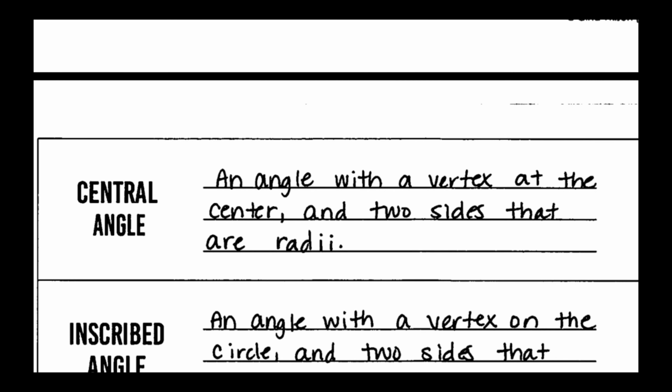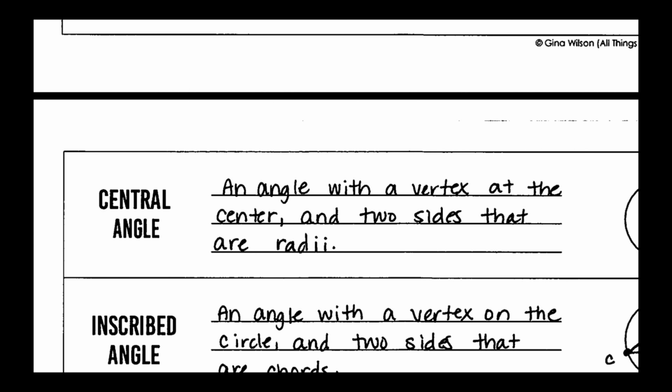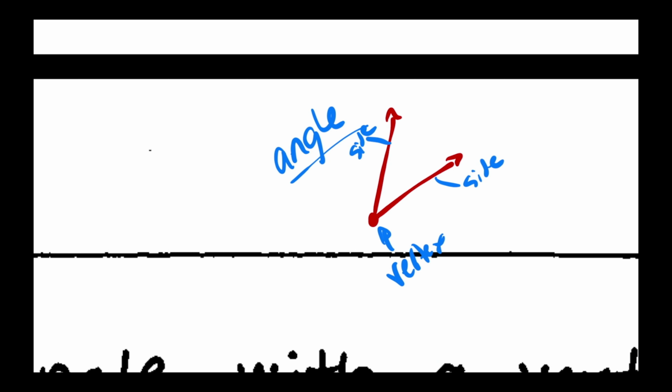So a central angle is an angle with a vertex. And remember, if you forgot what an angle is, an angle has two rays, and the point where the rays intersect is called the vertex, and these are called the sides. They're just two rays, like two sun rays coming out. A central angle is where the vertex is at the center, and the two sides are radii.